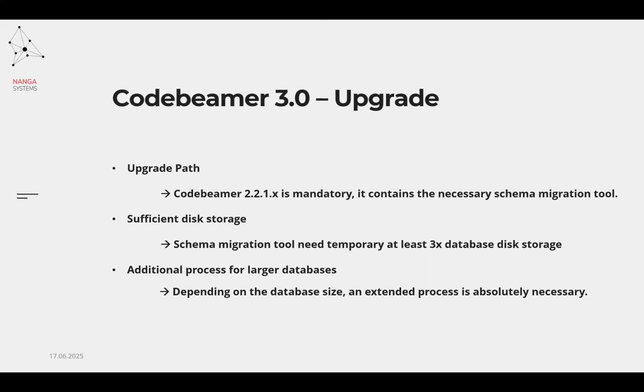The upgrade to Codebeamer 3.0 starts from the Codebeamer 2.2.1.x version, which is currently the only version that supports this migration process. During the migration, your database must be temporarily configured to support at least three times its original size. This may not be a problem, but it can be a challenge for larger databases, but this is just a temporary step. After the migration completes, you can reduce the storage allocation back to normal operation levels.